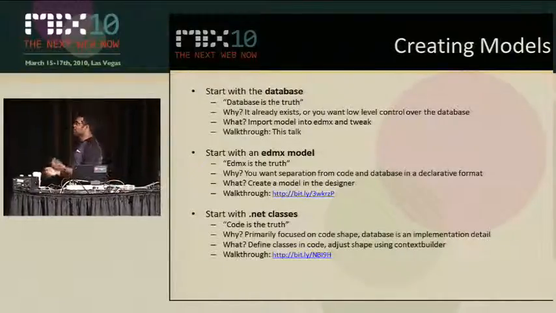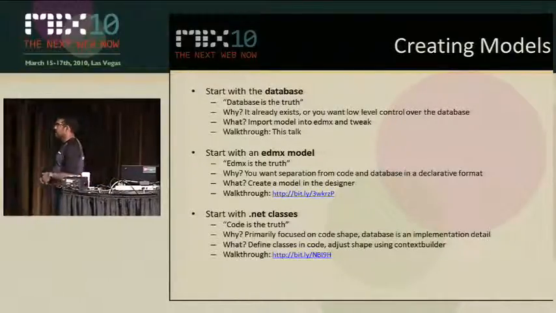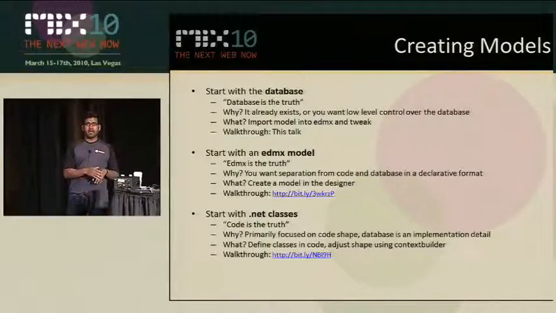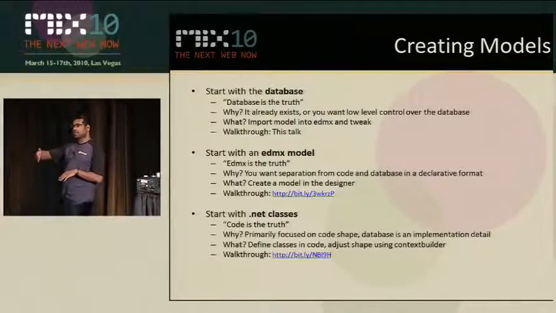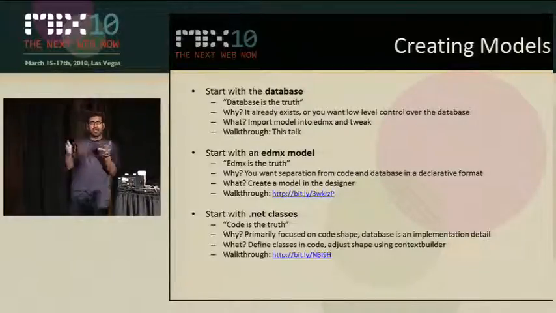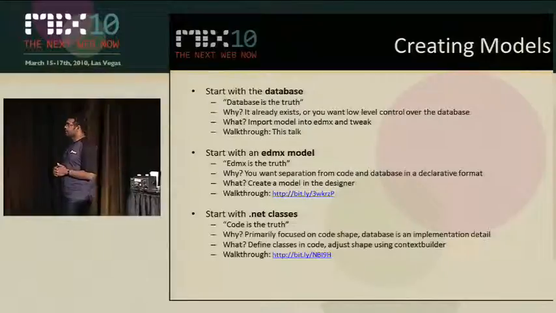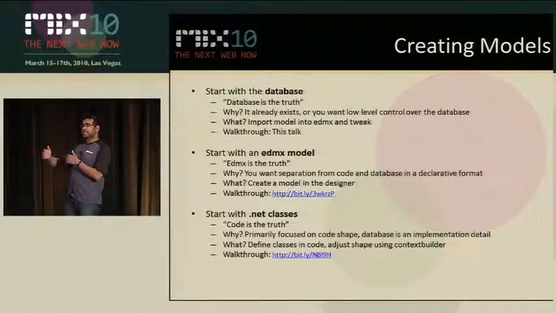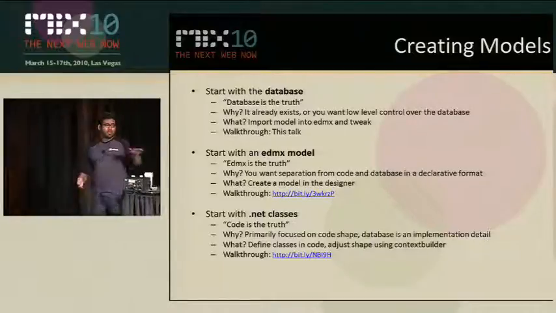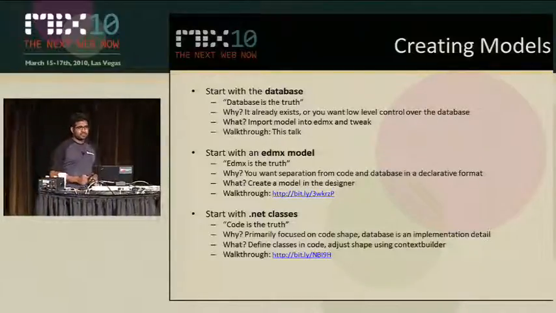So if models are so important, how do I get one? There's three ways. The first is to start with a database you have and reverse engineer a model from that database. And the tools help you do that. You'll get a one-to-one mapping between your database and your model. And you can, of course, take that and then tweak it so that it's no longer one-to-one. But it's a reasonable starting point. And we'll do a quick walkthrough of that in this talk.